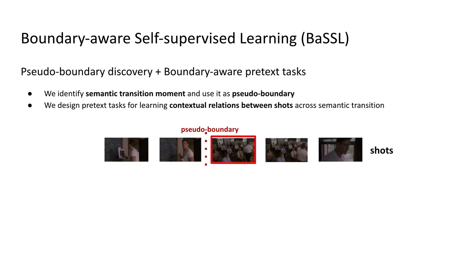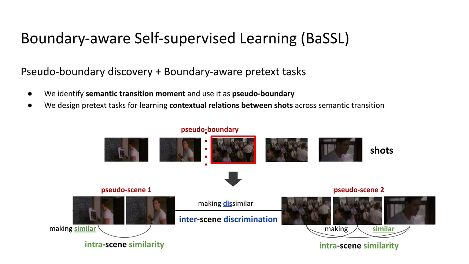To maximize the intra-scene similarity and the inter-scene discrimination, we propose to identify a semantic transition moment as a pseudo-boundary. And we use it to design pretext tasks for learning contextual relations between shots across the semantic transition.